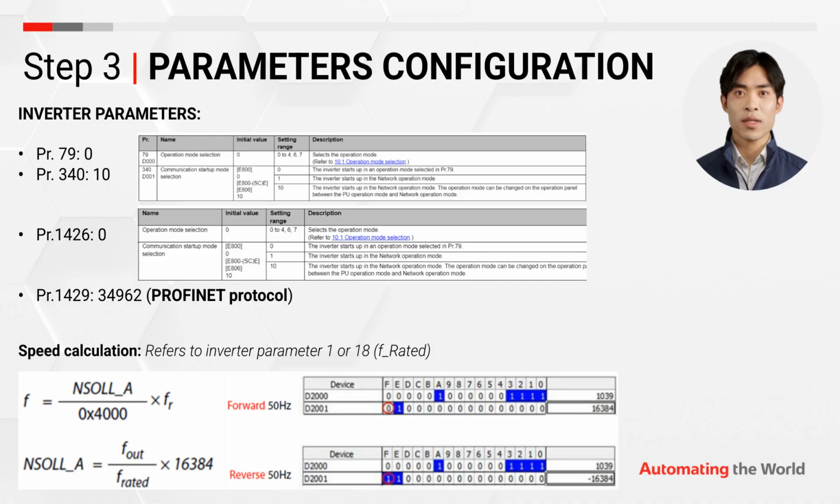I've also included the speed calculation for the FR-E800. This refers to parameter 1 or 18 of the inverter, i.e., the maximum frequency, and I've provided the formula needed for the calculation.